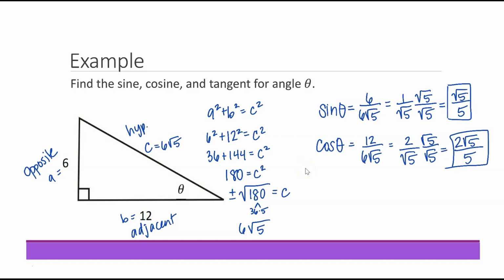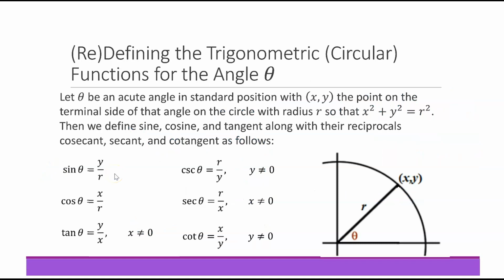And finally, we can find tangent of theta by doing opposite over adjacent. So TOA, opposite 6 over adjacent 12. So 6 over 12 can reduce down to 1 over 2. So here we've done it. We found sine, cosine, and tangent for an angle theta that's inside of a given right triangle. We just defined sine, cosine, and tangent for a given right triangle.